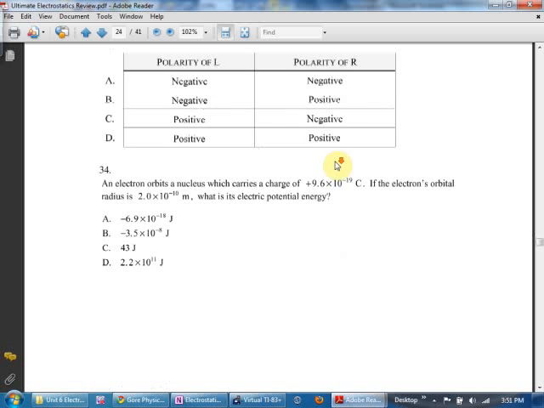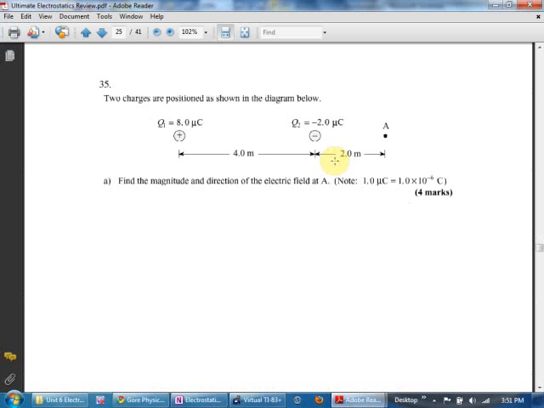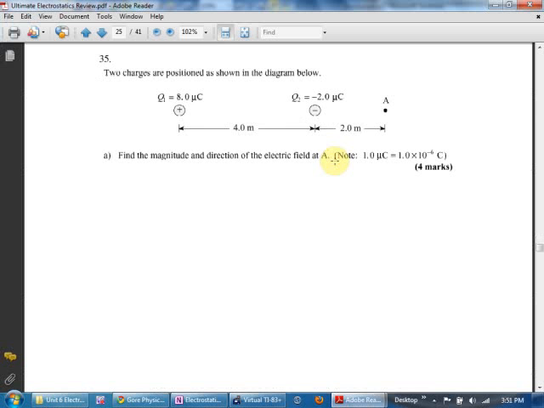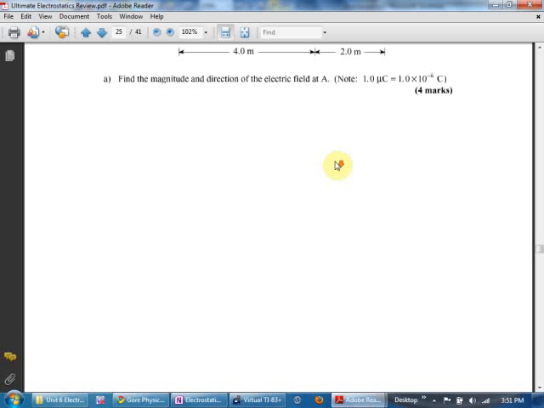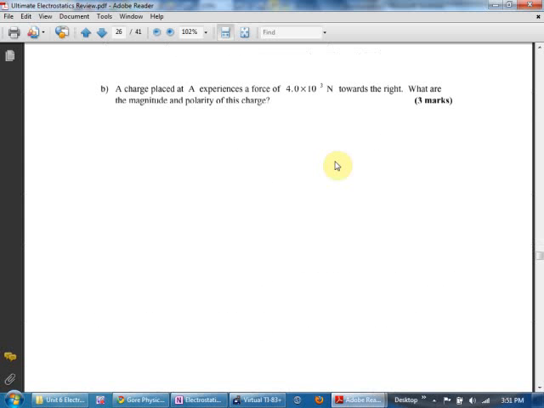Are you guys okay again with magnitude and direction of electric field for two charges? Okay. So I like that question. 35. Oh, 35B is kind of a nice touch. Heck, let's go find that, Mr. Dueck.